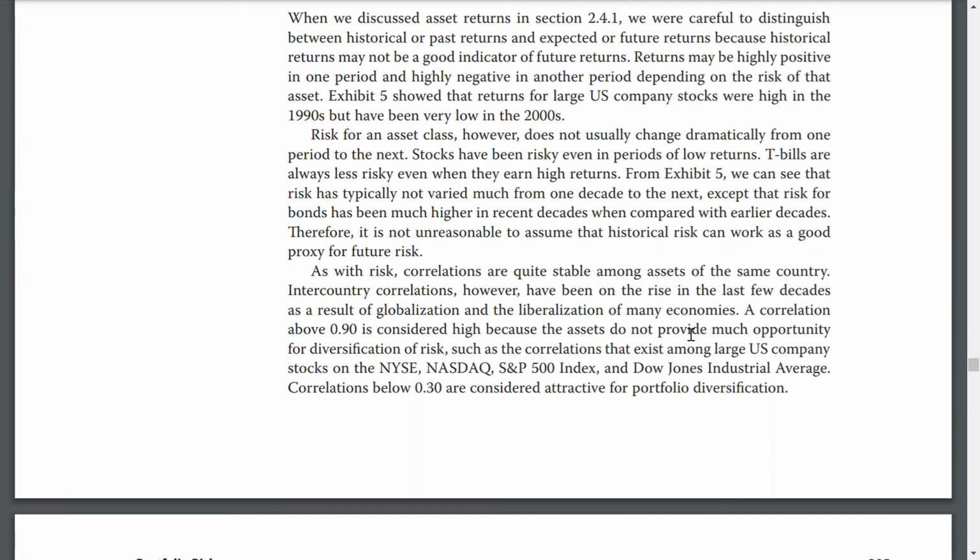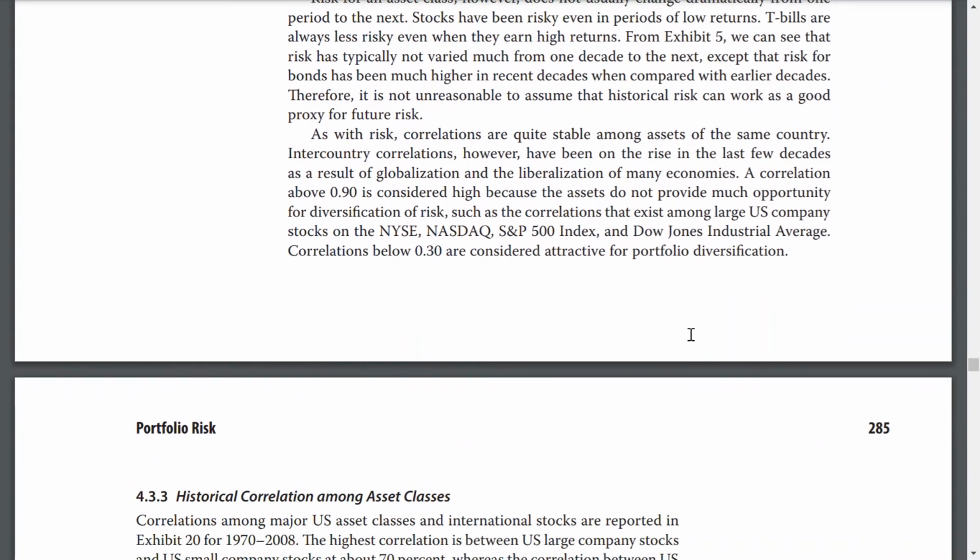Inter-country correlation, however, has been on the rise in the last few decades as a result of globalization and liberalization of many economies. A correlation, for example 0.9, is considered high because the assets do not provide much opportunity for diversification of risk, such as the correlation that exists among large U.S. companies. On the NSE, the Nasdaq, S&P 500 index, and Dow Jones Industrial Average, correlations below 0.3 are considered attractive for portfolio diversification.